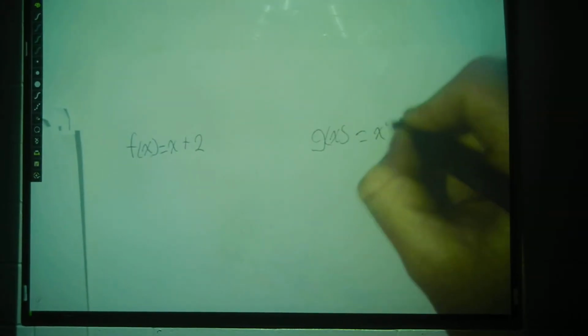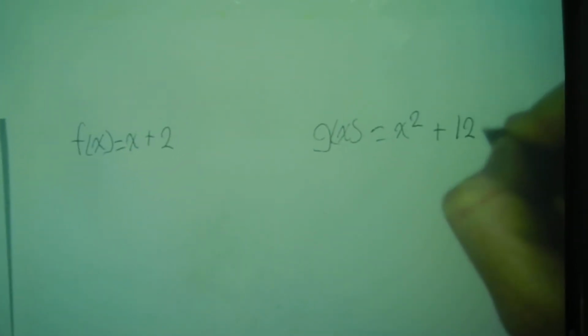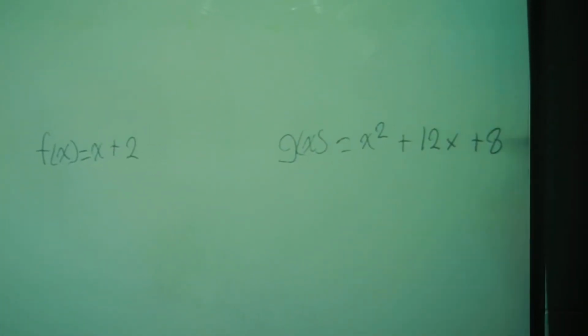So we're going to continue on with a little more fog and golf and whatnot. Here we have another equation: f of x equals x plus 2, and g of x equals x squared plus 12x plus 8.